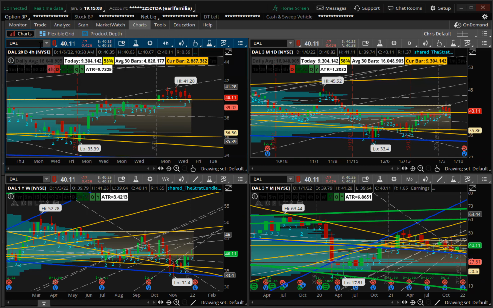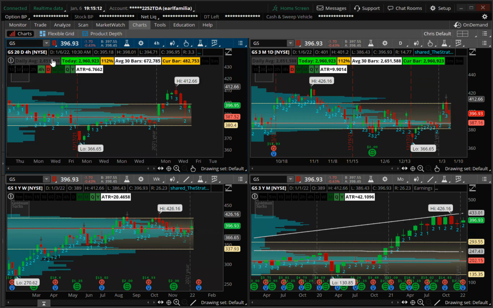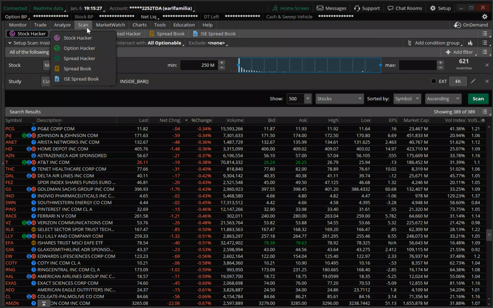What do we got here? We got Goldman Sachs again. Another 4 hour setup here. This 4 hour setup looks better than Citi's, but Citi's day looks better than Goldman Sachs. Okay.